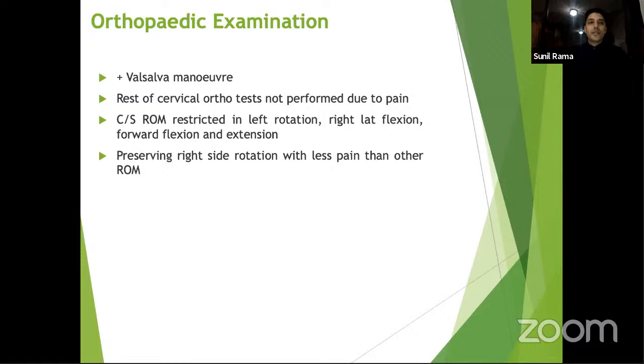Orthopedic examination revealed a positive Valsalva. The rest of the cervical orthopedic tests were not performed, as she was quite uncomfortable at the practice. In the cervical spine, the range of motion was restricted in left side rotation, right side lateral flexion, forward flexion, and extension, where she could only move her neck fairly okay to the right side in rotation.